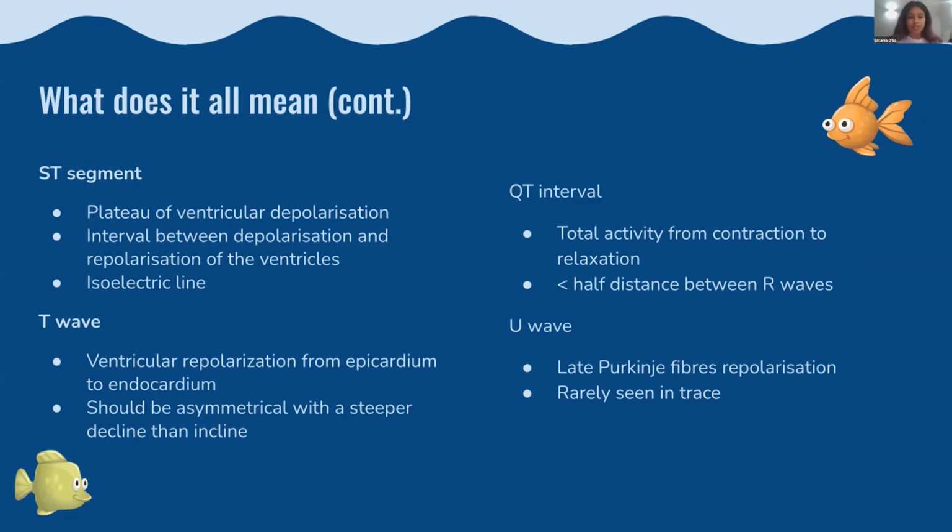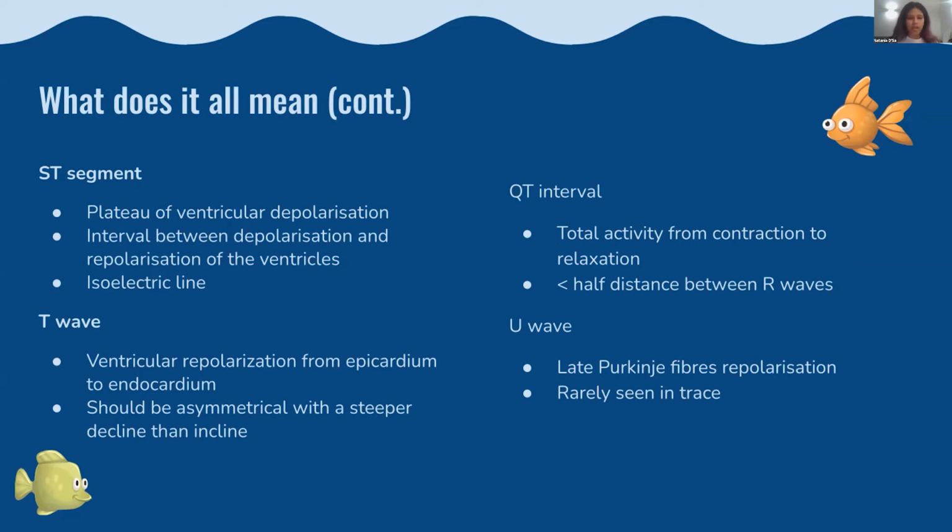Moving on to the QT interval and the U wave. Those two things aren't as much of a priority to us as the rest of it, but we're still going to cover them. The QT interval is just the total activity from contraction to relaxation, and it should be less than half the distance between two R waves, so from one QRS complex to the next. That's something to keep in mind, but not as important as remembering the others.